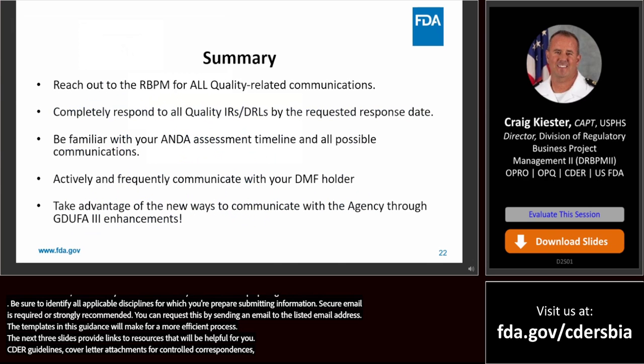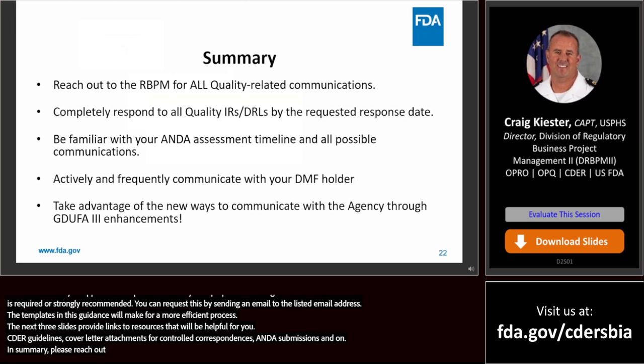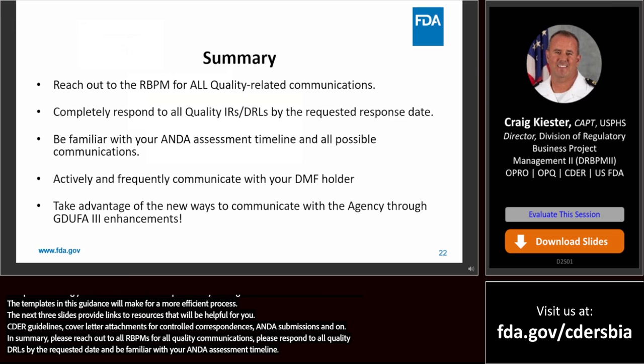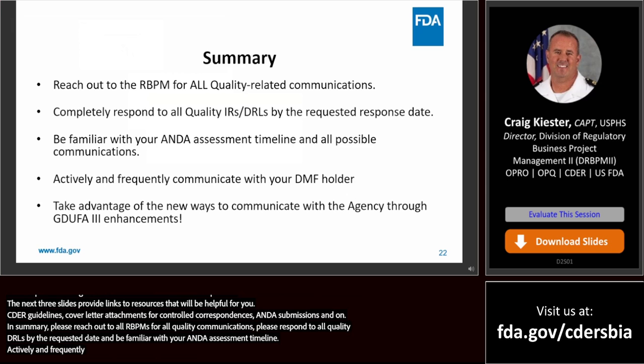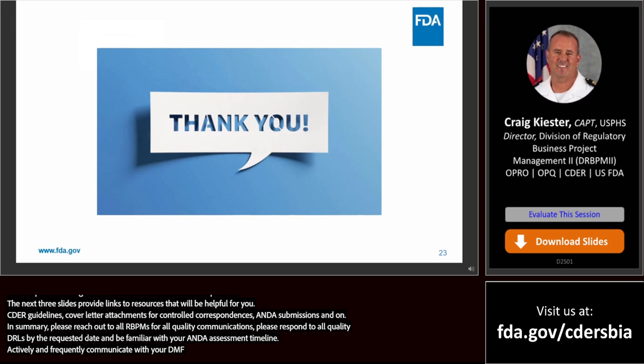So in summary, please reach out to all RBPMs for all quality-related communications. Completely respond to all quality IR DRLs by the requested response date, and be familiar with your ANDA assessment timeline and all possible communications. Actively and frequently communicate with your DMF holder. And lastly, take advantage of the many new ways to communicate with the agency with the GDUFA III enhancements. Thank you very much for your time.